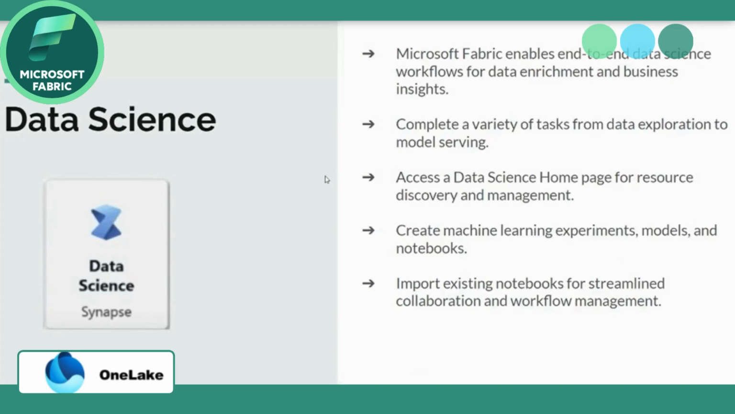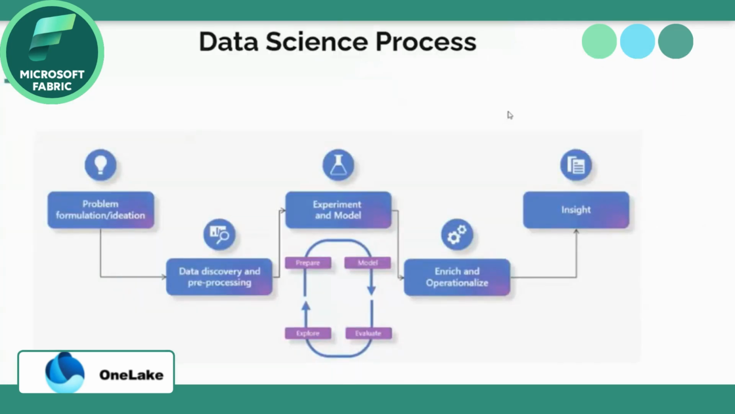Like all the tools that you have in the data science in the other projects. So here also you get everything in the Fabric without any separate license, which is a good thing. So in the data science process, basically this is a general process flow, I would say, right?